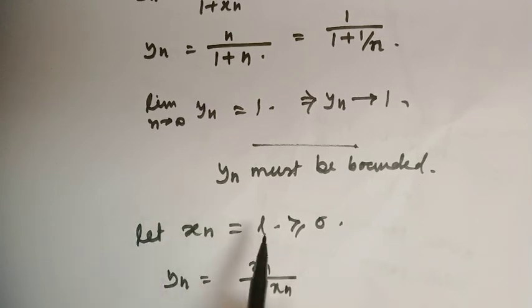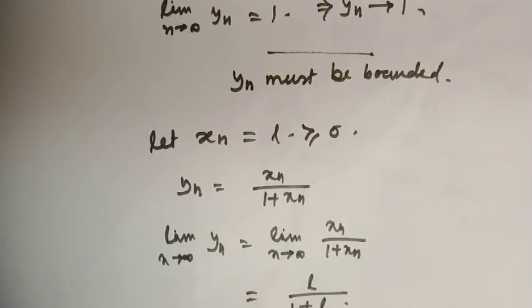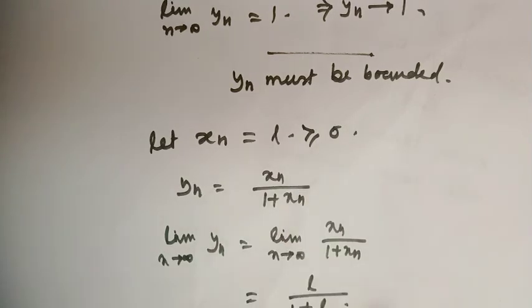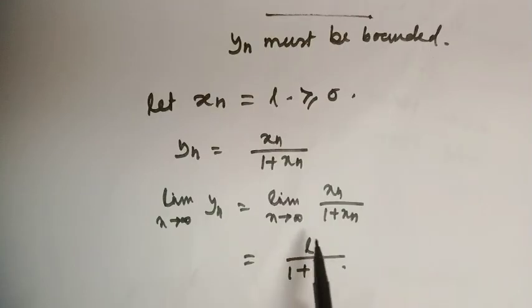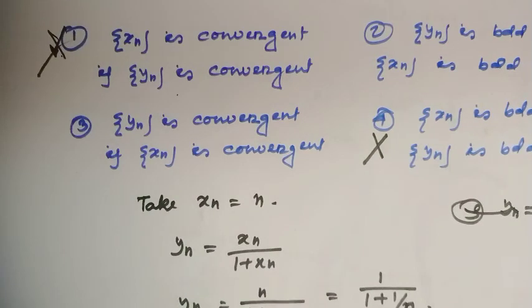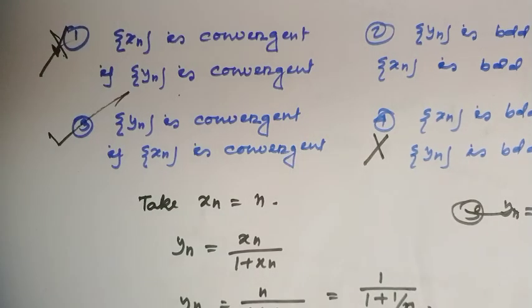Since xn converges to L, if we apply the limit, then this value will be L over 1 plus L. And since L is greater than or equal to 0, this value will be well defined. Then yn must converge to a limit. That means option 3 is true. Here, yn is convergent if xn is convergent. Okay.